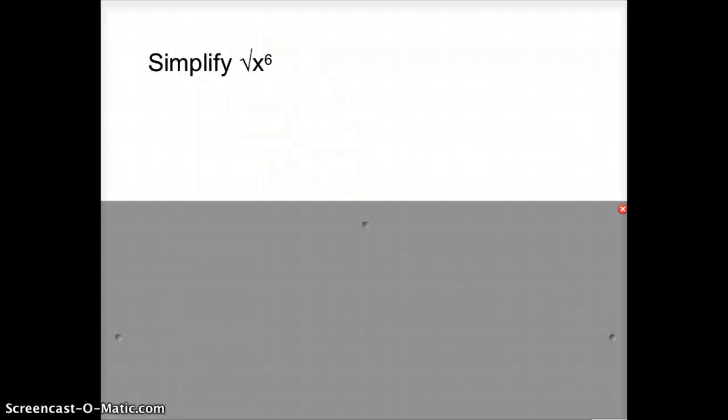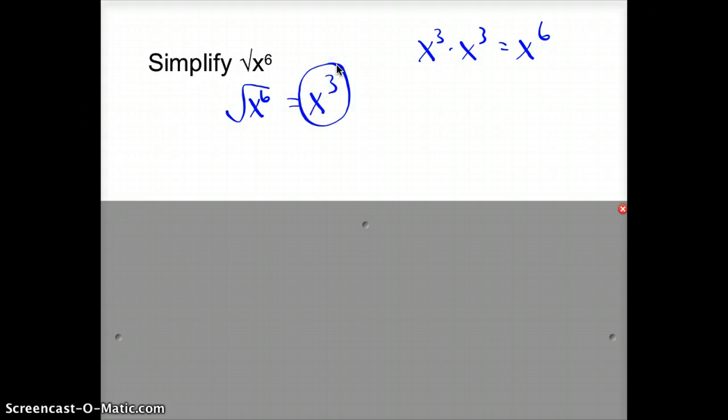All right, if I just asked you to simplify square root of x to the 6th, you would be thinking, I wonder what times itself equals x to the 6th. And I hope you would notice, hey, well, x to the 3rd times x to the 3rd equals x to the 6th. Therefore, the square root of x to the 6th must be x to the 3rd. Okay? I hope you can automatically see that.